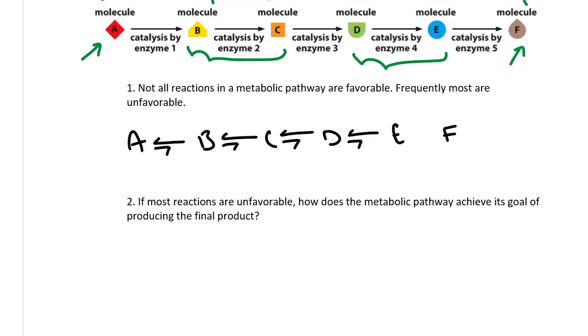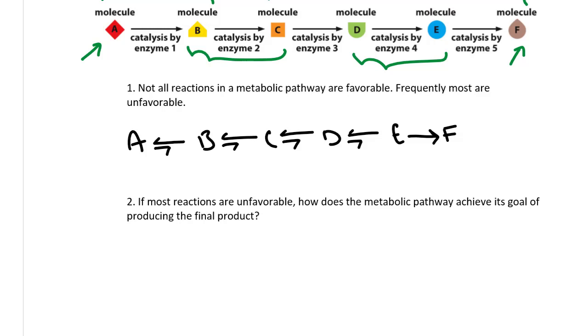So we get to the next point. If most reactions are unfavorable, how does the metabolic pathway achieve its goal of producing the final product? Because the goal of any metabolic pathway is to produce the final product. And how you do that, usually the final reaction in the pathway is very favorable. So I'm putting a single arrow. When all the other reactions have double arrows, and then all of a sudden one of the reactions has a single arrow, that means that that end reaction, for example, E to F, is very favorable.